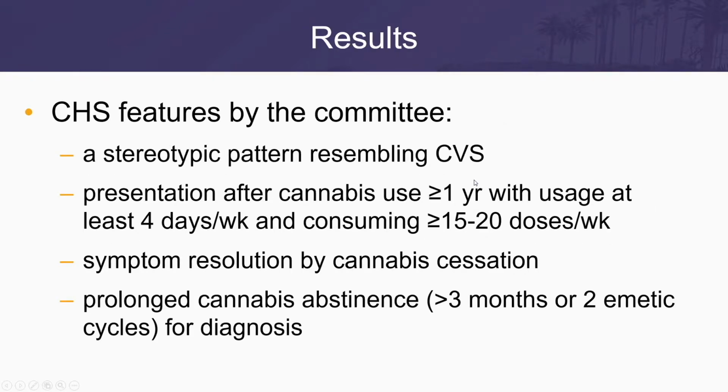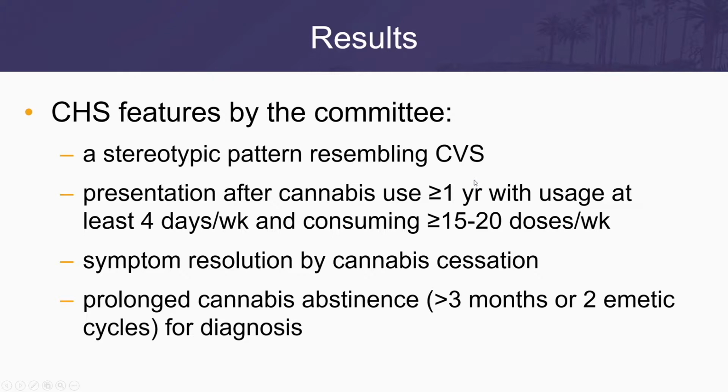So what they decided was that the features of CHS were that you have a stereotypic pattern resembling CVS. The presentation after cannabis use, patients were usually on it for at least a year, and they have to use it frequently. And they decided it has to be at least 4 days per week, and consuming at least 15 to 20 doses per week. Typically, a patient is taking it multiple times during the day. Symptom resolution has to be with cannabis.